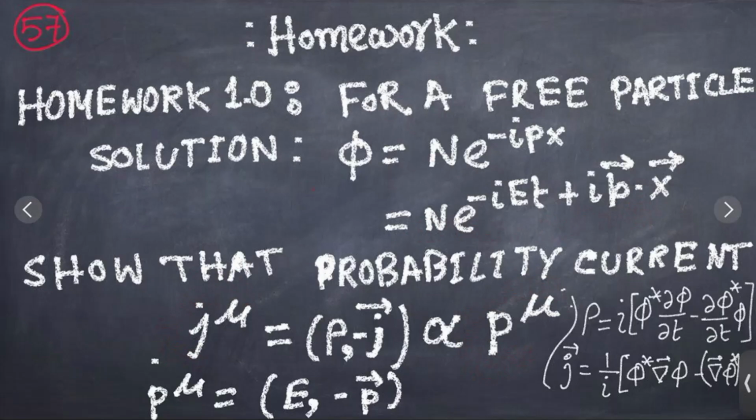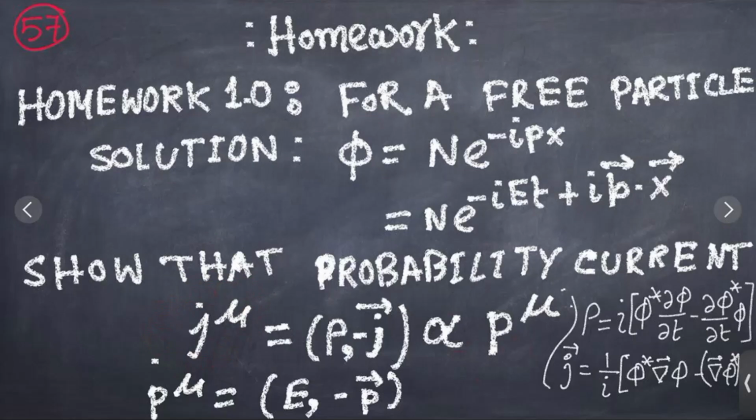the probability current rho and j. If you just take this, do some derivative with respect to time and with respect to space, you find out that this probability current density, I mean probability current, this J mu, is always proportional to the P mu. We will use this later when we do scattering, when we try to understand the coupling strength. That time we always use this J mu. It will very often come into our picture.